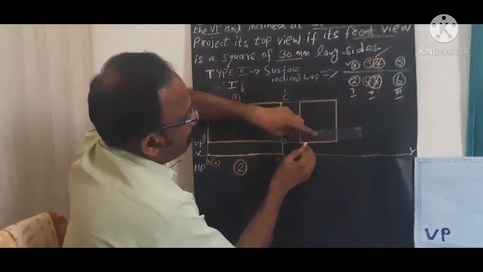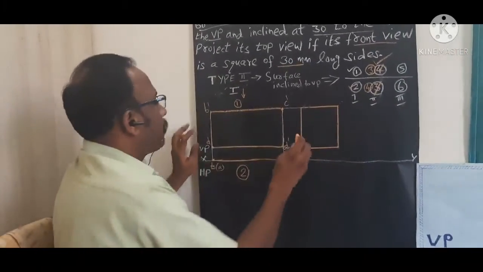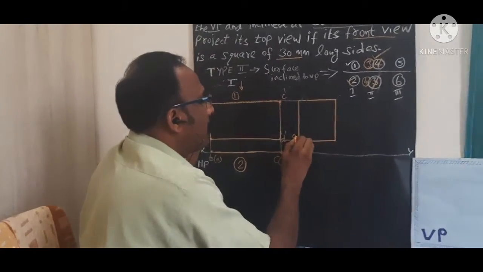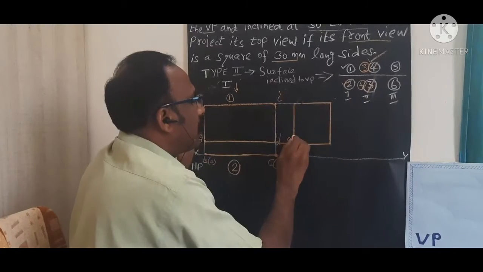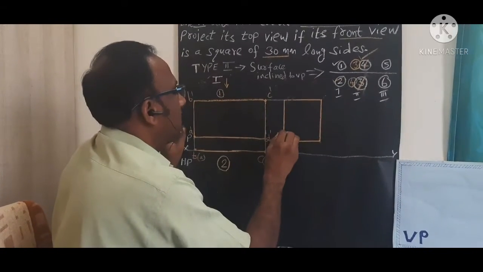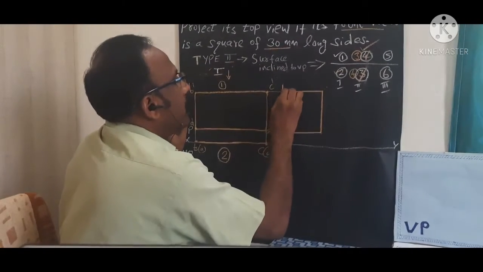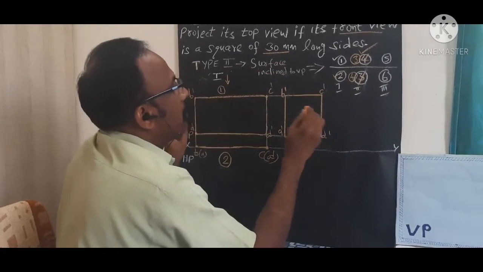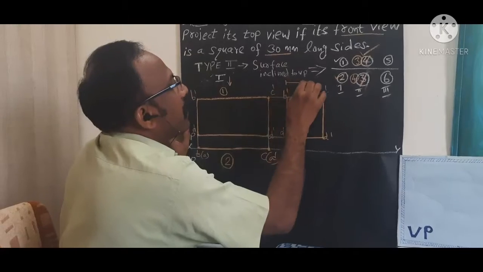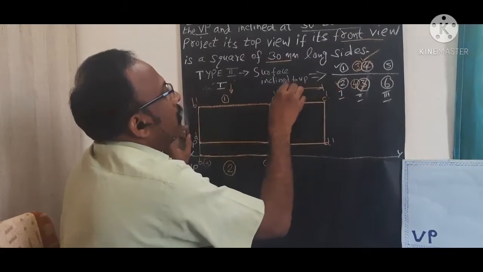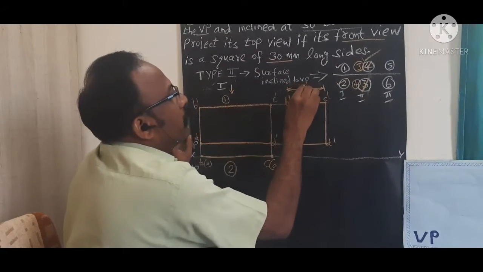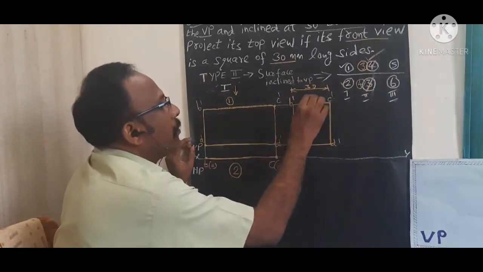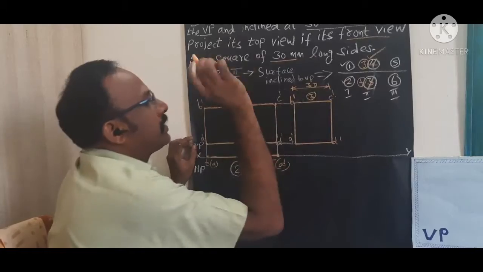Now I am going to mark the points. So what is the point here? Again this is A dash, this is B dash, C dash and this is D dash. Because what is given? The side of this second front view is 30 mm. It is given. So this is the completion of step number 3.